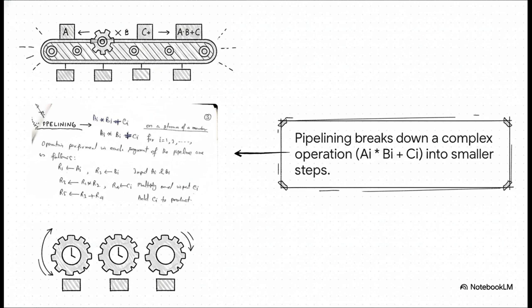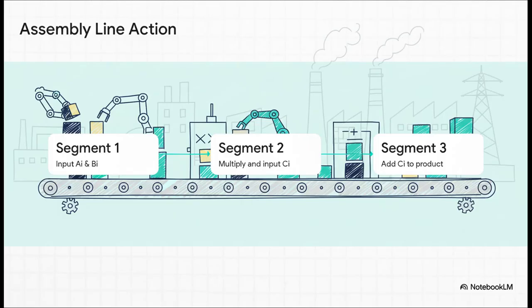Normally, a computer would do the entire calculation for the first set of numbers, finish, then start all over again for the second set. Pipelining says, hey, there's a much smarter way to do this. We just break the whole operation down into separate stages or segments. So the first segment, its only job is to load the numbers A and B.